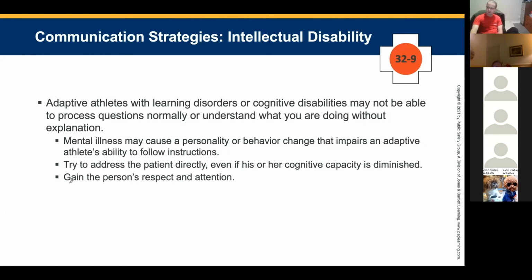We want to gain the person's respect and attention. Specifically with bullet point 2, try to address the patient directly, even if their cognitive capacity is diminished.